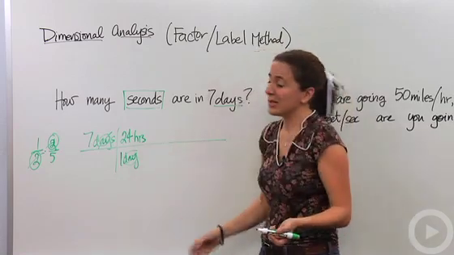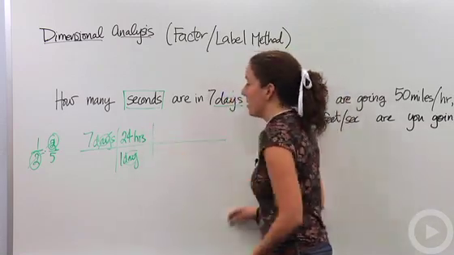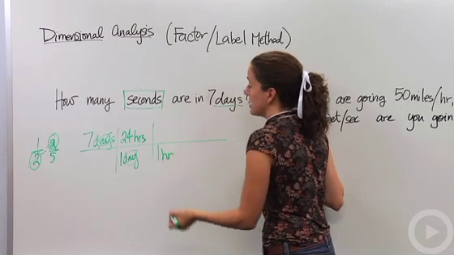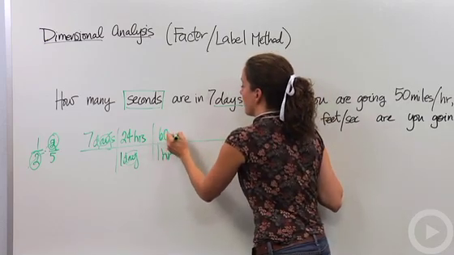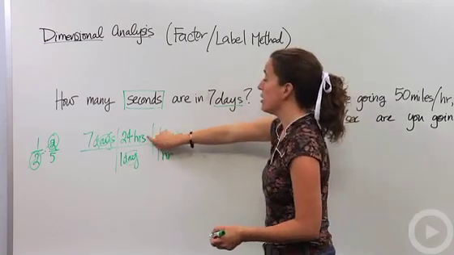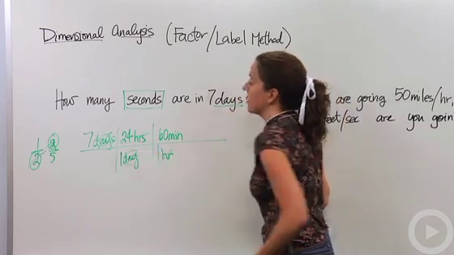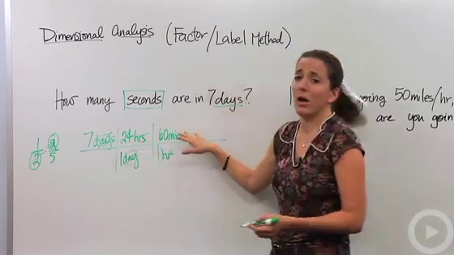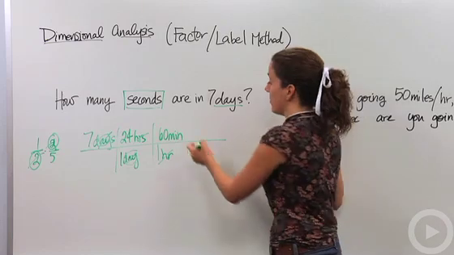Okay, but I don't want hours. I want seconds. So I'm going to keep going. In 1 hour, I also know that there are 60 minutes. Okay, so now I have hours on the numerator and hour on the denominator, so I can cross those guys out as well. But again, I don't want minutes. I want seconds, so I got to keep going.